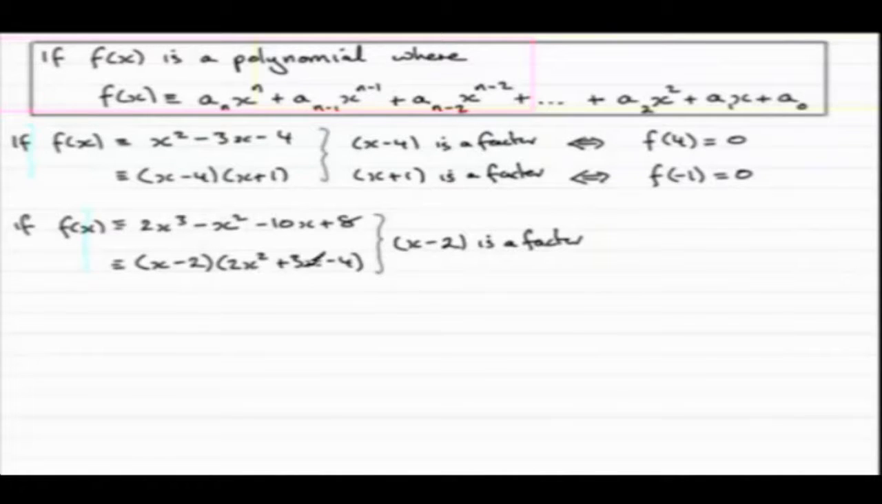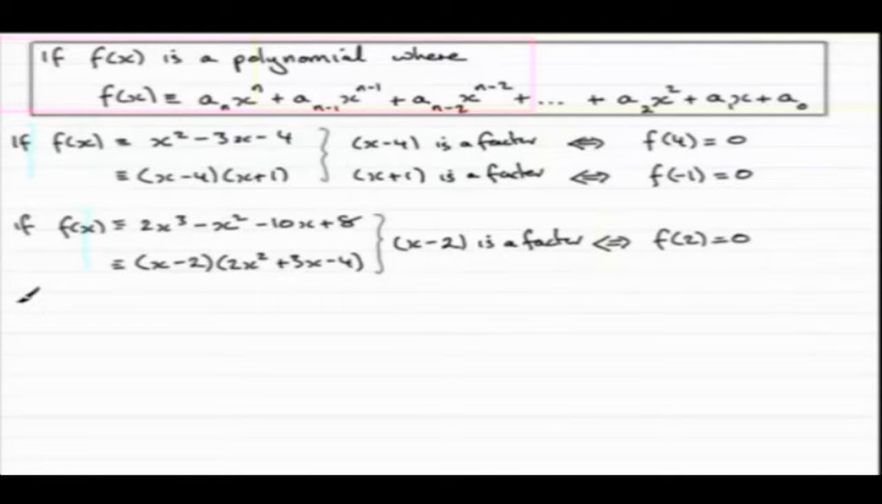If we were to let x equal 2, this factor here would be 0. 0 times anything would be 0. So if x is 2, f of 2 would give 0. So it follows that f of 2 equals 0. And again, we can reverse this statement: if f of 2 equals 0, it follows that x minus 2 must have been a factor of f of x.